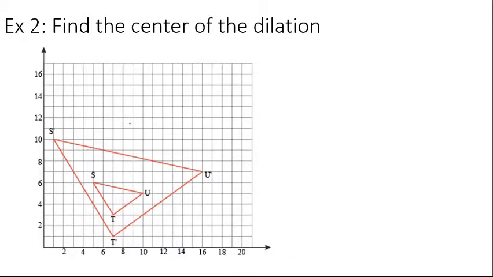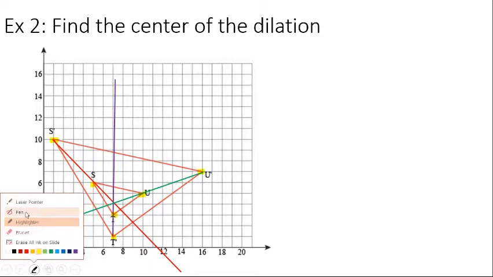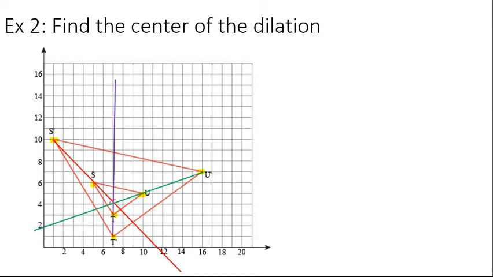Okay, example 2. Again, find the center of the dilation. So what we're doing first is we're going to connect S with S prime, U with U prime, and then T with T prime. So when you connect them, S with S prime, T with T prime, U with U prime, where they meet up in the middle, so right here, that's the center of dilation.